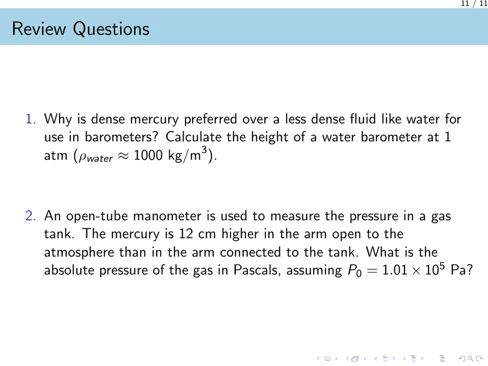The second question is a practical problem involving an open-tube manometer. You are asked to find the absolute pressure of a gas, given the height difference in the 2 arms of the U tube. The key here is to use the manometer equation, which relates the gas pressure, atmospheric pressure, and the pressure due to the fluid column. Remember to convert the height from centimeters to meters before you calculate the final answer in pascals. Please pause the video and work through these problems to solidify these concepts.